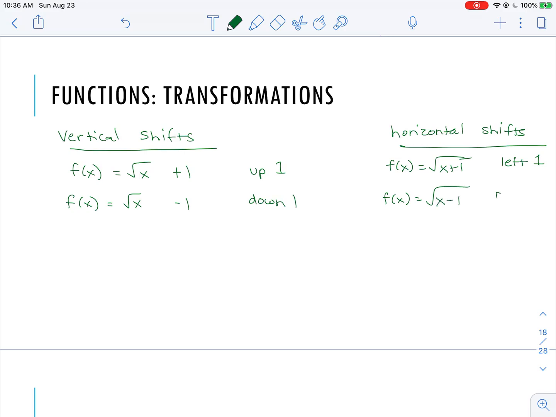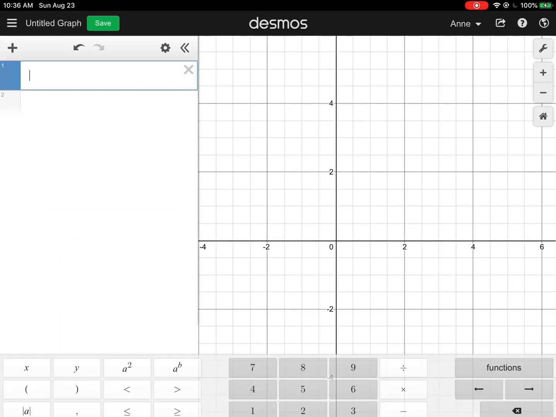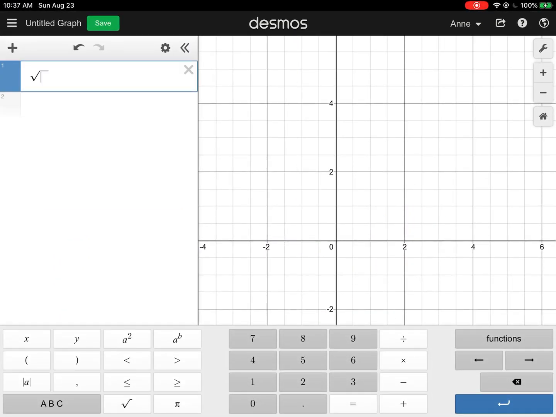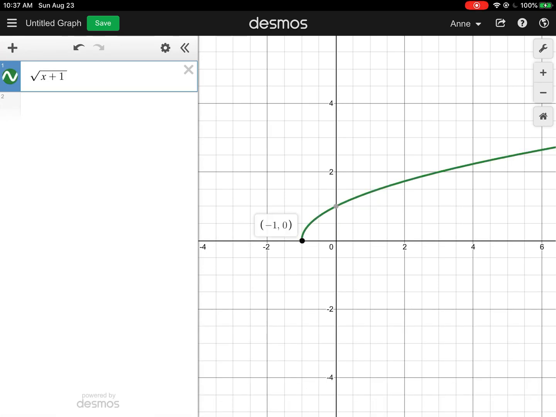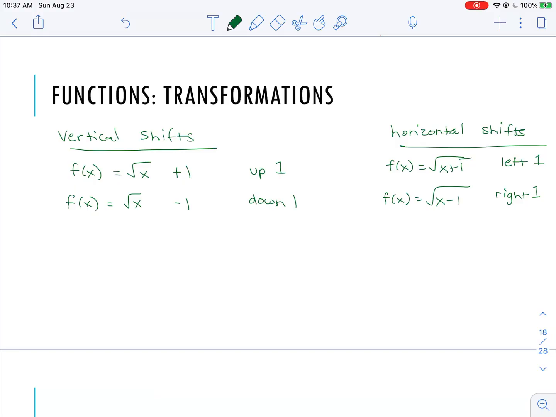If I did f of x is the square root of x minus 1, this is actually going to shift my function right 1. So if I go back to Desmos, I can prove that to you. If I wanted to graph the square root of x plus 1, notice it actually shifted that graph 1 to the left, not 1 to the right. So the square root of x plus 1 shifts the square root graph 1 to the left. So those are vertical and horizontal shifts.